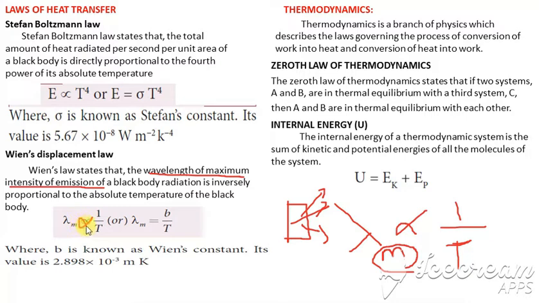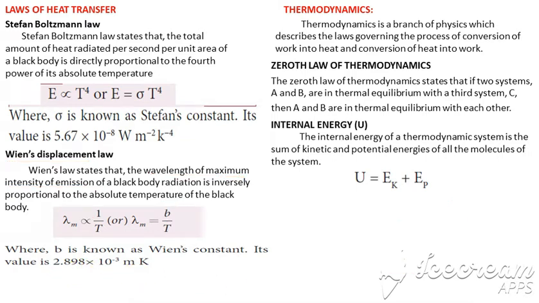Now to remove the proportionality, the constant which we are introducing here is B. Since this is Wien's displacement law, B is the Wien's constant, and the value of this is 2.898 into 10 power minus 3 mK. Whereas Stephan's constant, the value is what? 5.67 into 10 power minus 8. Here this is 2.898 into 10 power minus 3. Yes, clear. Next we are going to see thermodynamics.